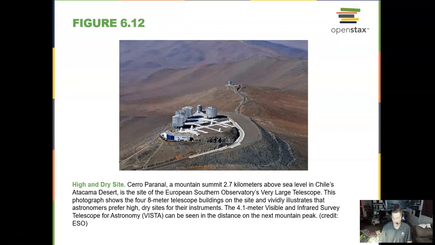Most observatories are put as far high up on a mountain as they can go. Here we have a high and dry site at Chile's Atacama Desert, part of the European Southern Observatory.